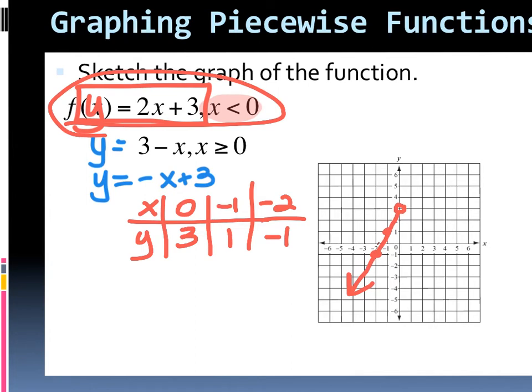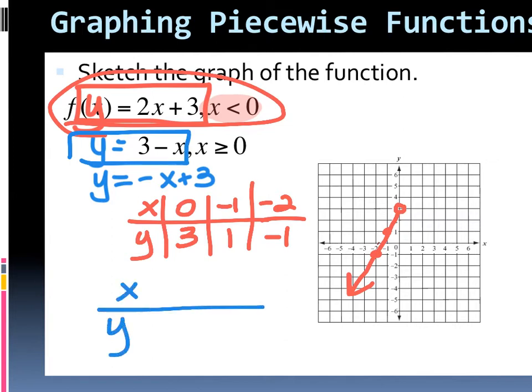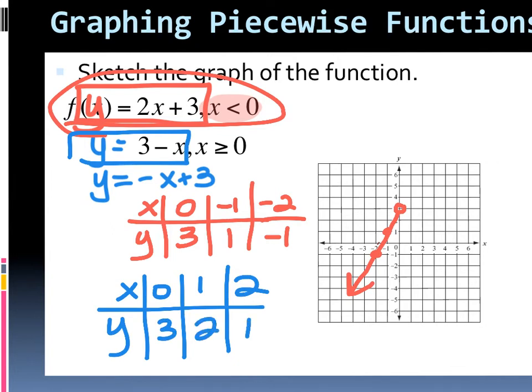All right, then the next one is y equals 3 minus x. This time it's greater than or equal to 0. So for those ones, I'm going to start with 0, but I'm going greater than 0. So I plug in 0, 1, 2, okay? 3 minus 0 is 3, 3 minus 1 is 2, and 3 minus 2 is 1. And then I plot those points. 0, 3, this time it's a solid dot. 1, 2, and 2, 1. Same graph, different process. You choose. I don't care which way you do it as long as you know how to do it correctly.